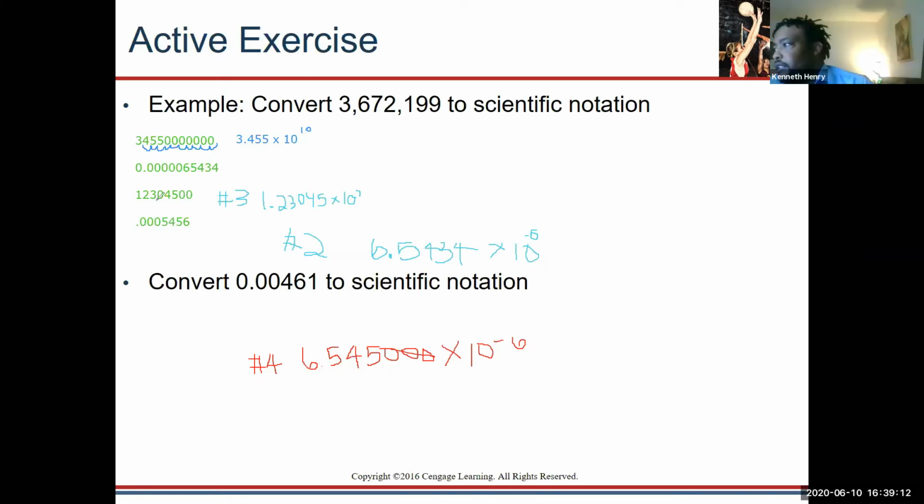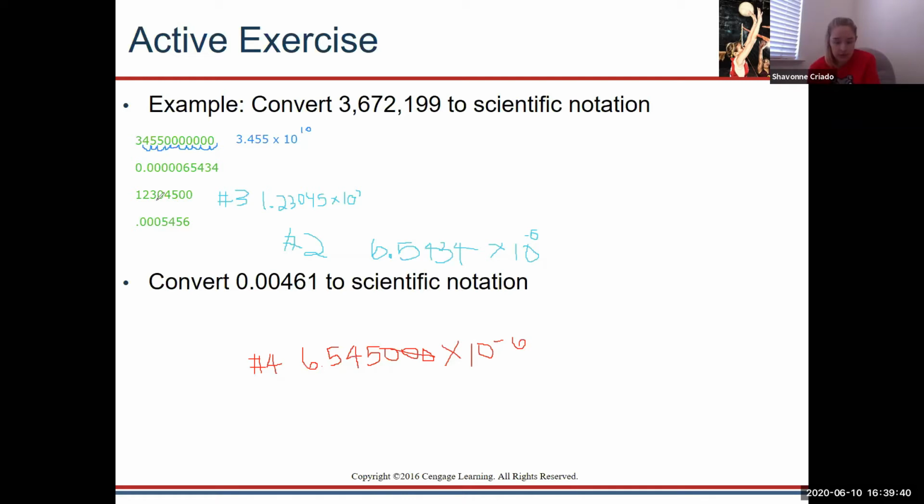Everybody has consensus? Everybody agrees with it? Yes, that's what I got. Yes. Okay, good. So yes, it's correct. Number 4. Wrong.